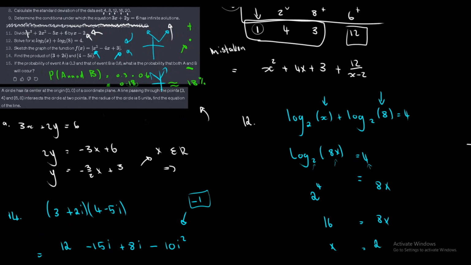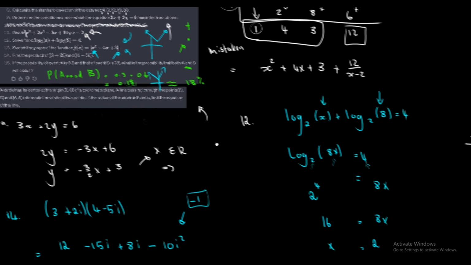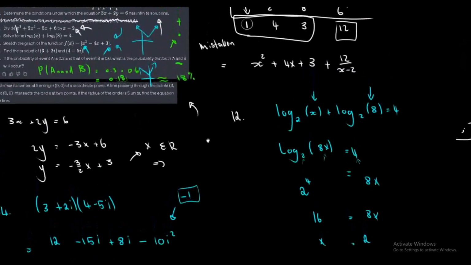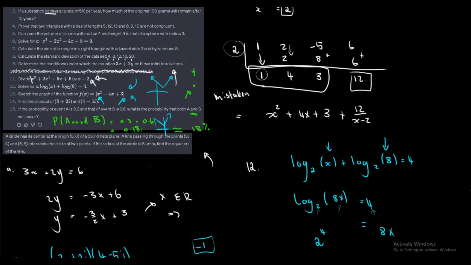Okay, so final question. A circle has a center at the origin (0, 0) of a coordinate plane, and a line passing through the points intersects at 2 points. If the radius of the circle is 5, find the equation of the line. So I was looking at this question a little bit earlier when it was generated. And what I noticed was, well, this is a trick question because you don't even need to use any of this information to solve this.